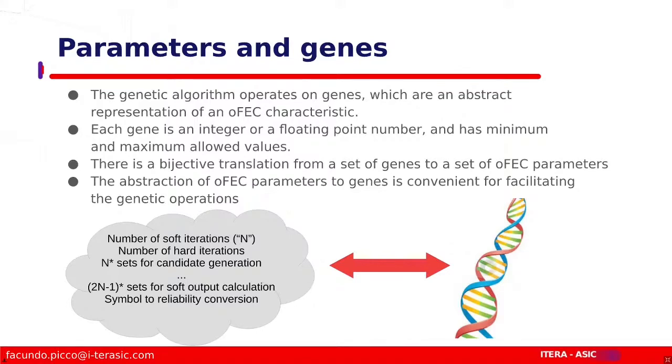And what you do need to have is a bijective translation from a set of genes to a set of oFEC parameters, so by some algorithm, mathematical operations or whatever, we need to be able to convert genes to oFEC parameters like number of iterations, fixed point resolutions, gains, saturation values, that kind of things. And why do we need the abstraction? Well, that is very convenient for facilitating the genetic operations.